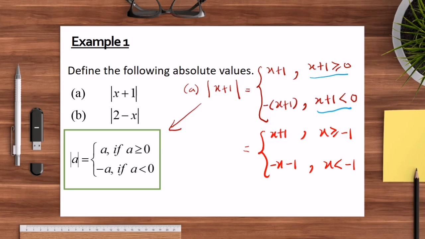So, akhirnya kita dapat definition of absolute value of x plus 1. Absolute value of x plus 1 is equal to x plus 1 if x is more than or equal to negative 1. And then negative x minus 1 if x is less than negative 1.